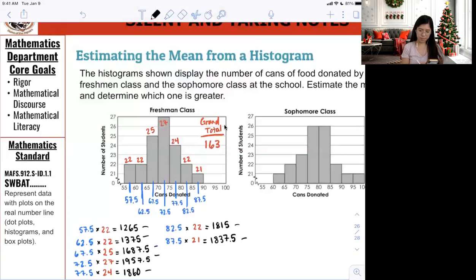Wait, what are we doing? Add up all of these answers that we got from the previous step, and then we'll divide it by 163.